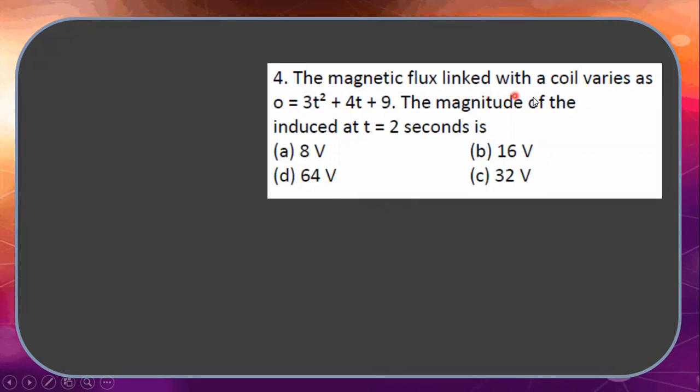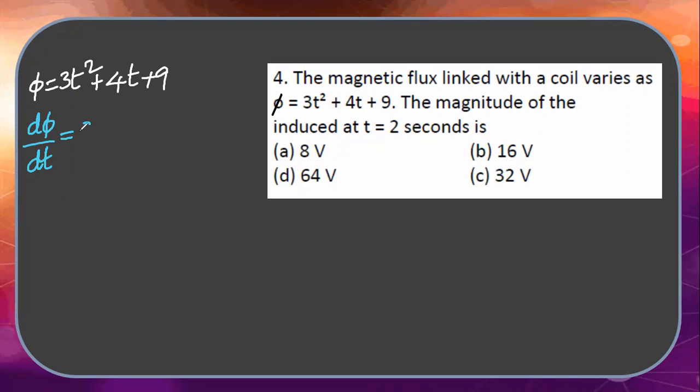The magnetic flux linked with a coil varies as a function. Magnetic flux phi is equal to 3t square plus 4t plus 9. Then d phi by dt is equal to d by dt of 3t square plus 4t plus 9. So d phi by dt is equal to the induced EMF E.